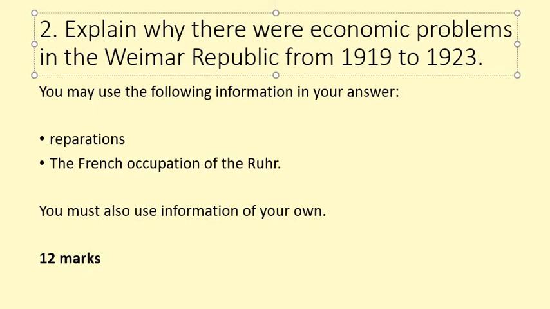Explain why there were economic problems in the Weimar Republic from 1919 to 1923. Economic problems is the main focus of the question. We are having to explain in this question why the Weimar Republic have problems with money. We also need to identify what time period we need to focus on. And for this question, it clearly tells us it's 1919 to 1923.